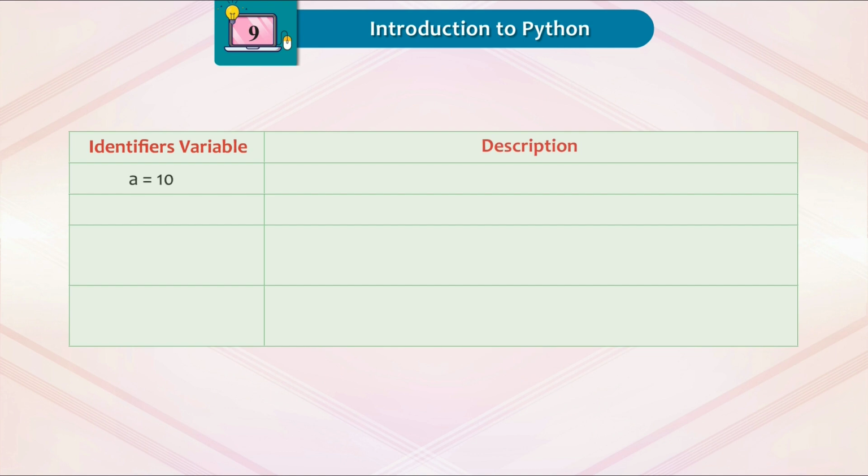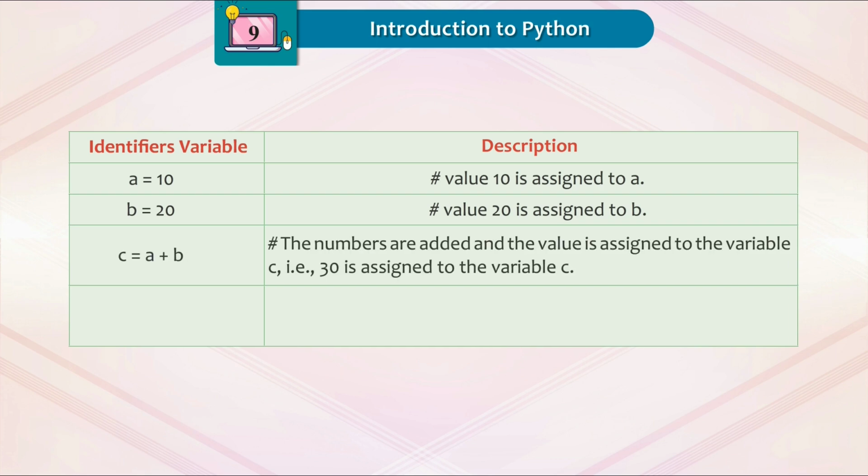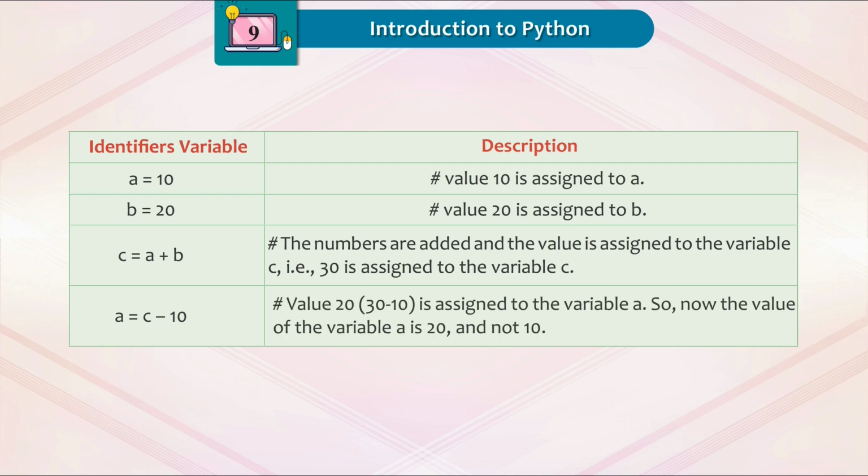a = 10, # value 10 is assigned to a. b = 20, # value 20 is assigned to b. c = a + b, # the numbers are added and the value is assigned to the variable c, that is, 30 is assigned to the variable c. a = c - 10, # value 20 (30 minus 10) is assigned to the variable a. So now the value of the variable a is 20 and not 10.